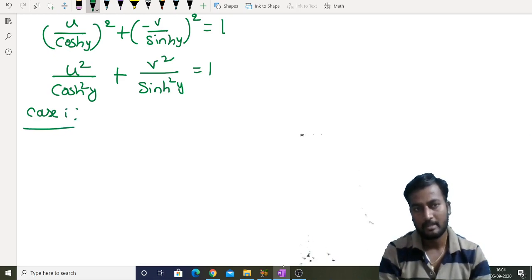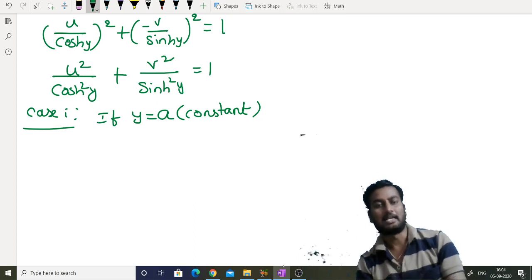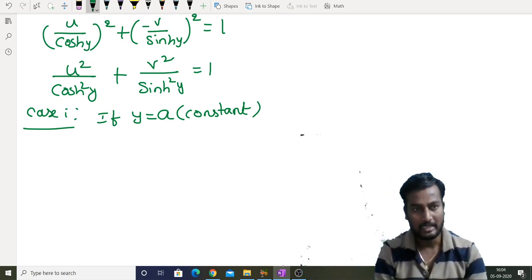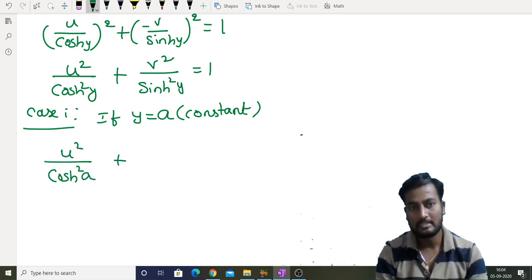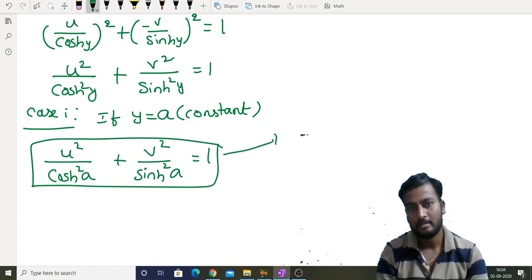Case 1, if y equal to some constant a, that means a line parallel to the x-axis. Then our equation becomes u square by cosh square a plus v square by sinh square a, which is equal to 1. This equation is called an ellipse.